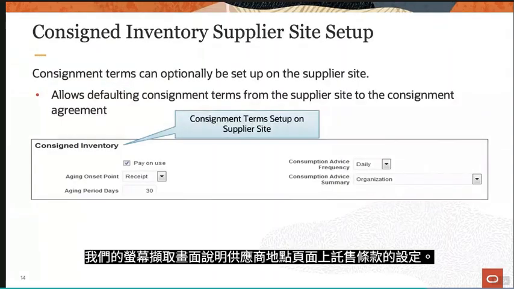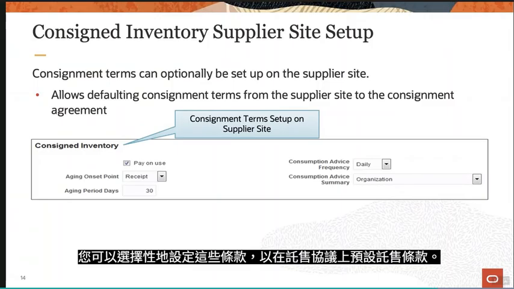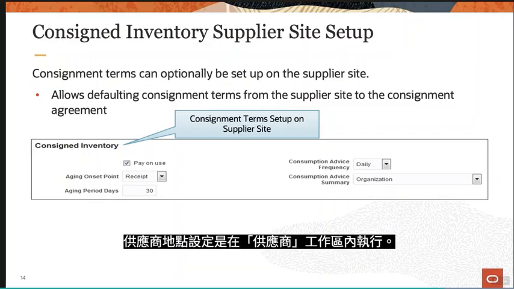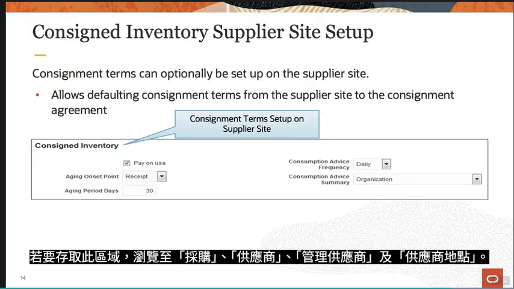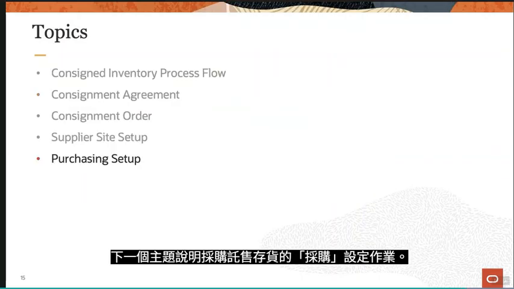Our screenshot here depicts the setup for consignment terms on the supplier site page. These terms can be set up optionally to default consignment terms onto the consignment agreement. The supplier site setup is performed within the supplier work area. To access this area, the navigation is to go to Procurement, Suppliers, Manage Suppliers, then Supplier Sites. Our next topic describes the purchasing setup task for purchasing consigned inventory.